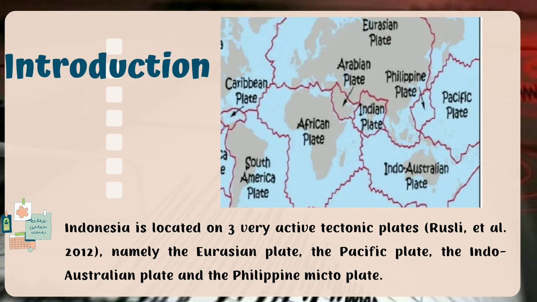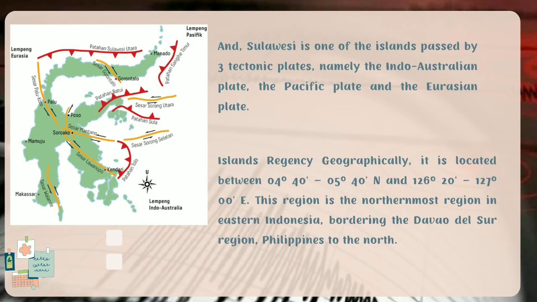As we know, Indonesia is located on four very active tectonic plates. Number one is the Eurasian plate, number two is the Pacific plate, number three is the Indo-Australian plate, and the last one is the Philippine plate. The meeting between these plates is the cause of Indonesia's frequent earthquakes. Because of these plates, Indonesia has earthquakes everywhere, all the time.